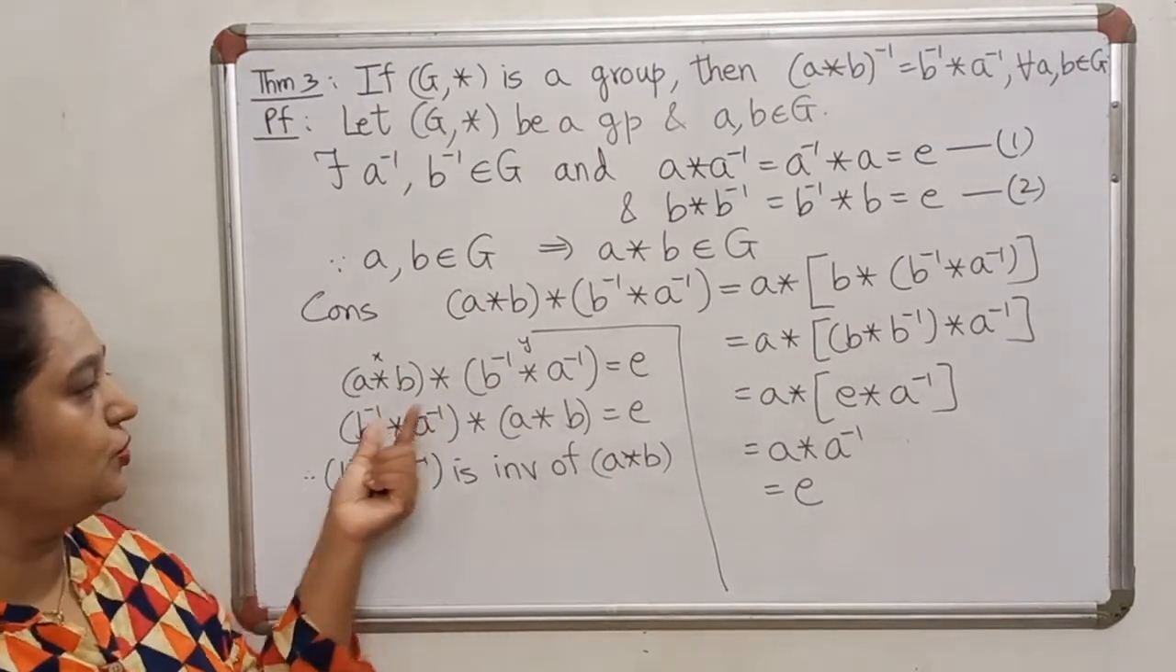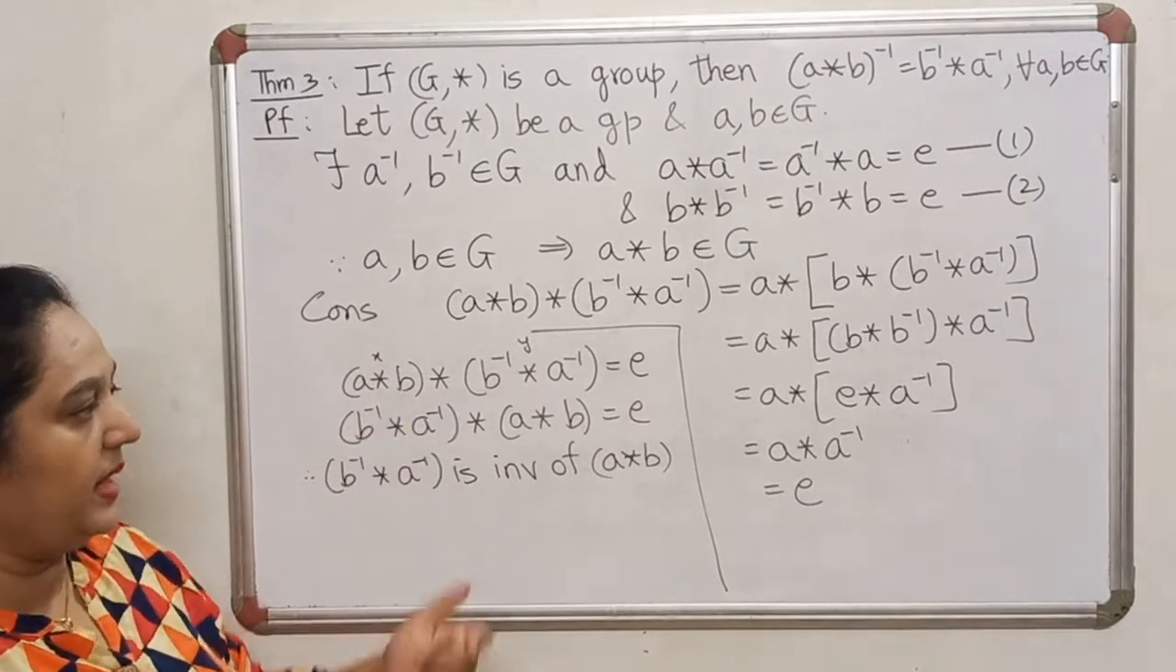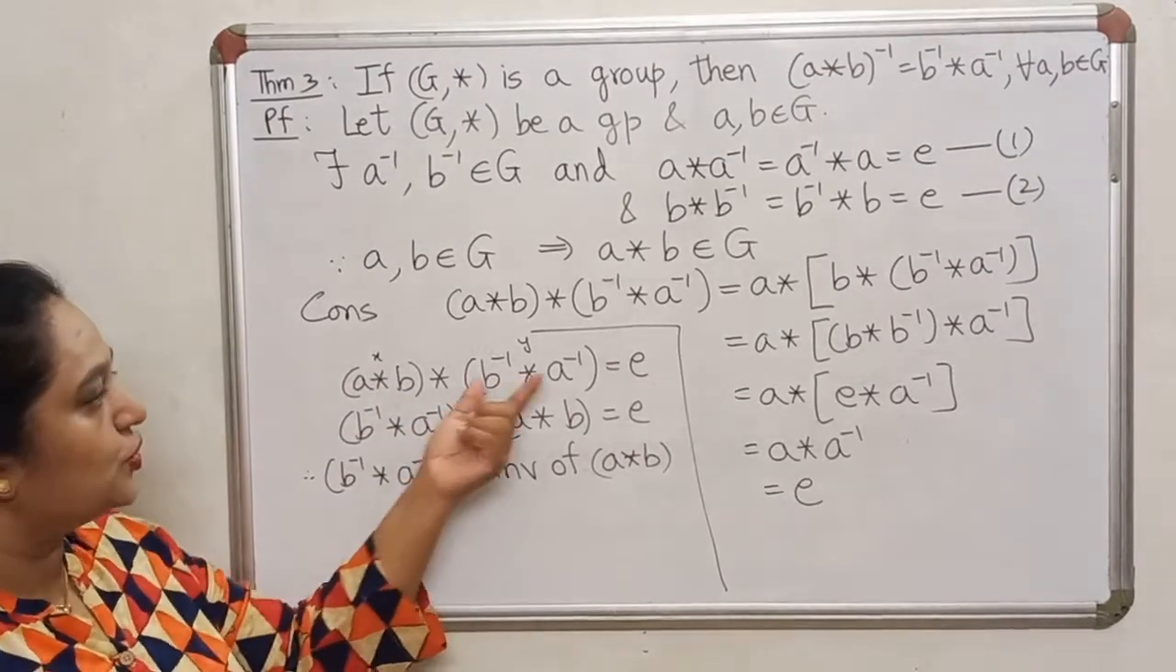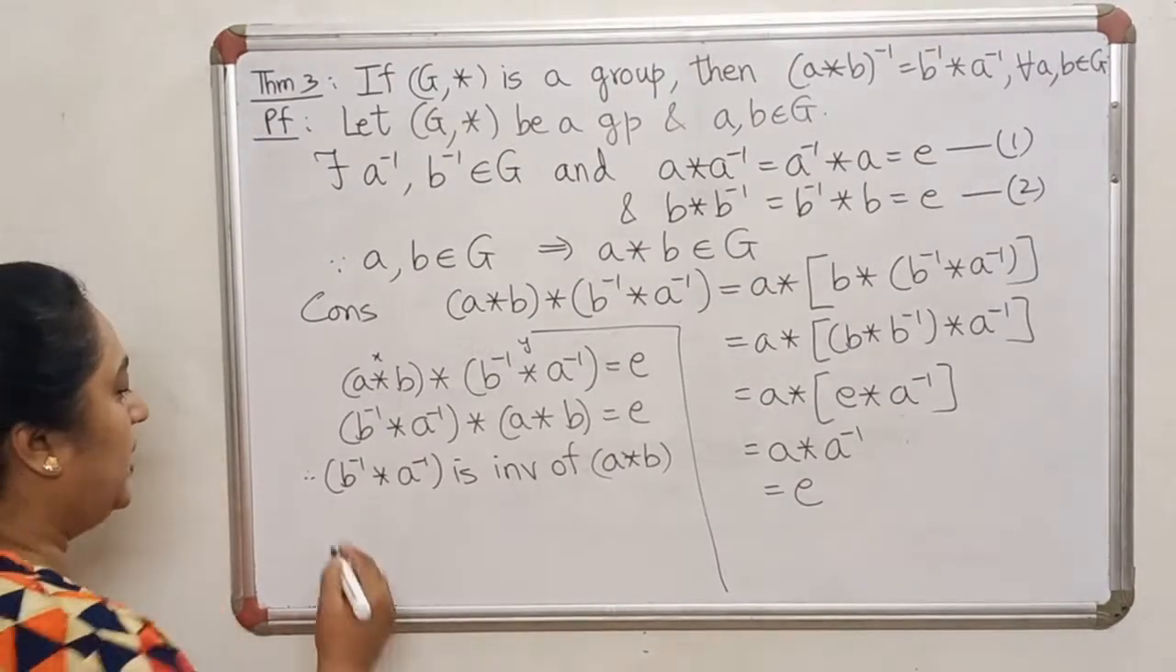So the product of these two taken in both directions is identity. Therefore, any one of them can be taken as the inverse of the other. So I take this as the inverse of this. And now let's translate this into an equation.